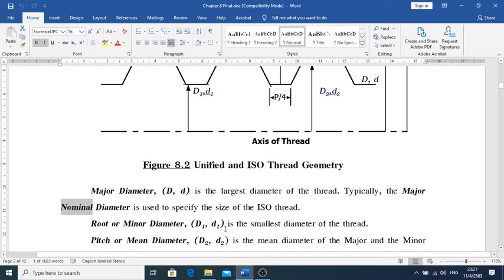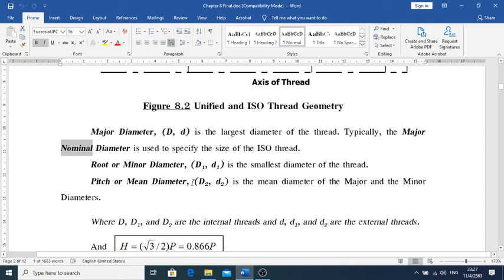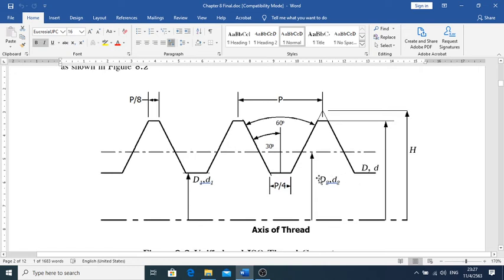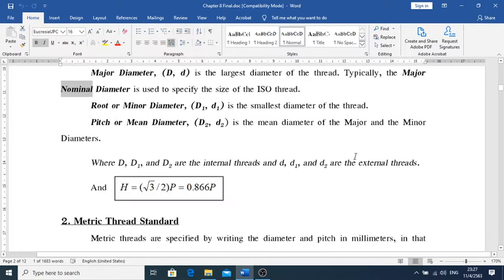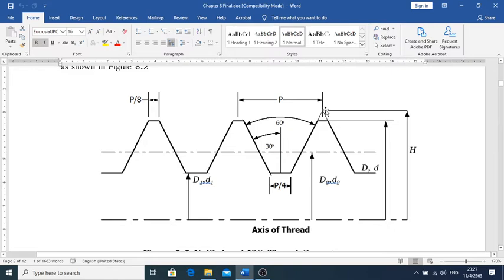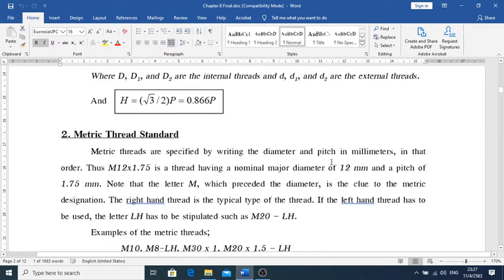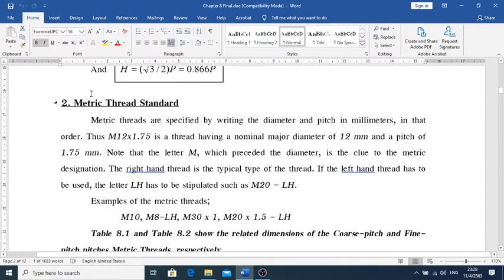And then D1, the capital D1 and the small d1, is the smallest diameter of a thread. It's going to show up there as the root diameter, and then D2 is going to be the minor diameter respectively. D2 is going to be the mean diameter, something in between, things like that. Okay, and then the H is going to be the triangle height, things like that. Okay, and then the metric thread system standard is going to have M.